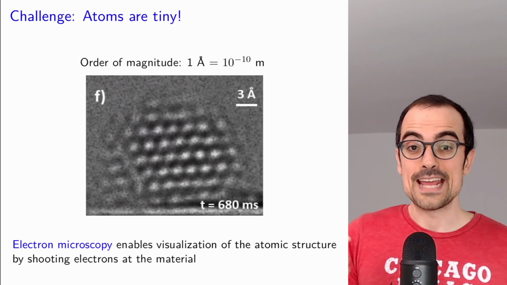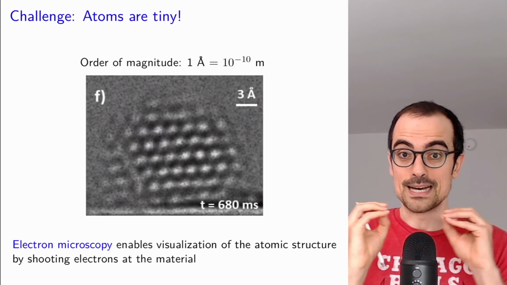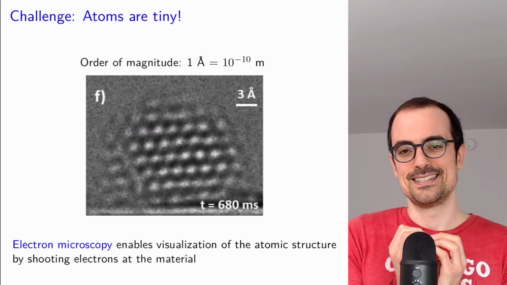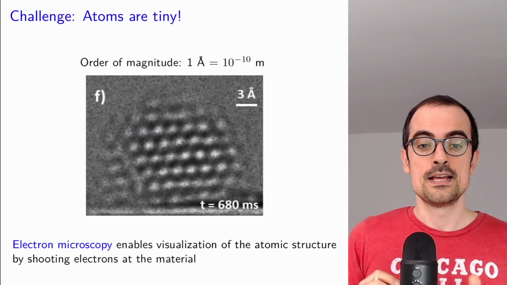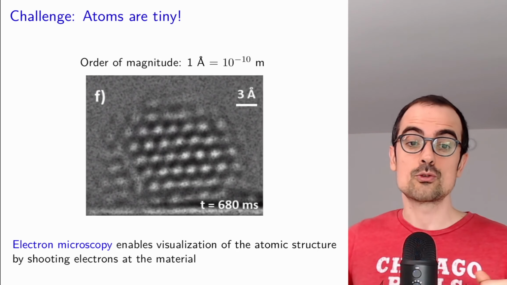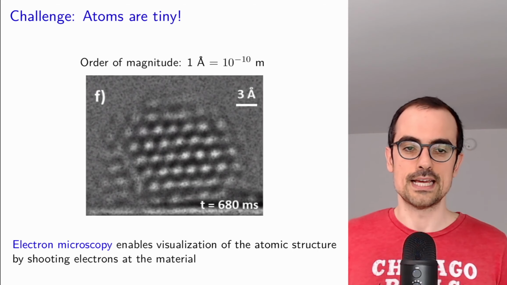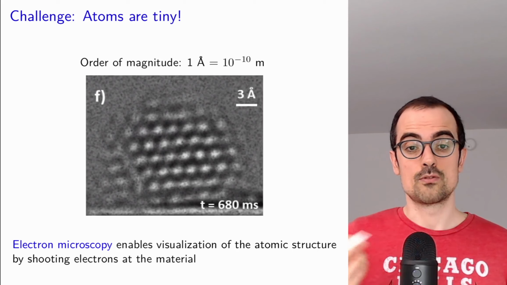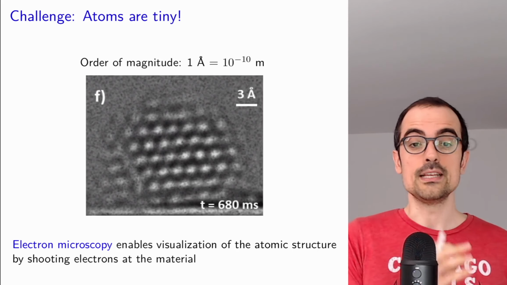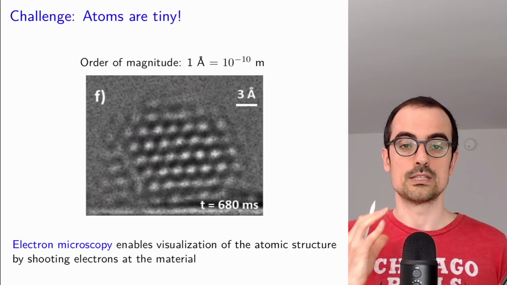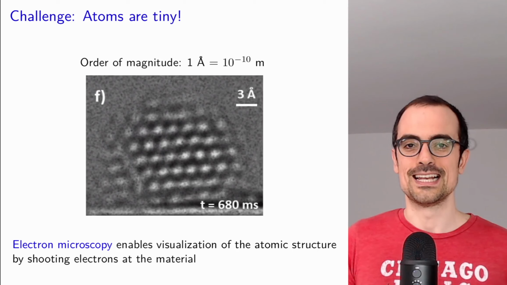Electron microscopy enables us to visualize materials at this microscopic scale by shooting electrons into the material and then gathering the resulting data in sensors, from which we can afterwards see the atomic structure of the material that we have imaged, that we have shot the electrons at.